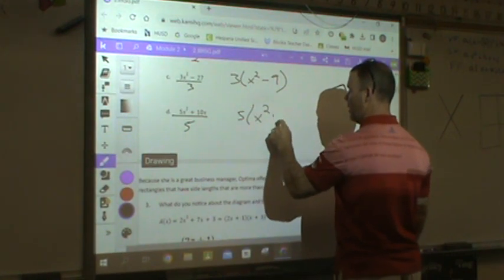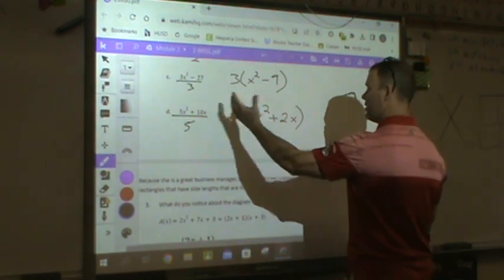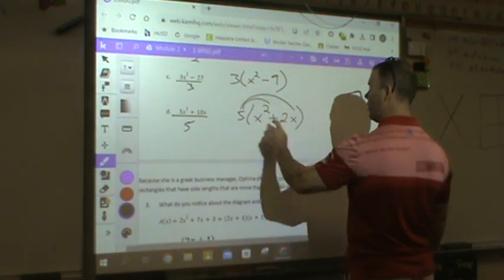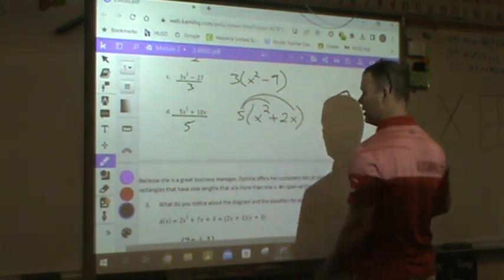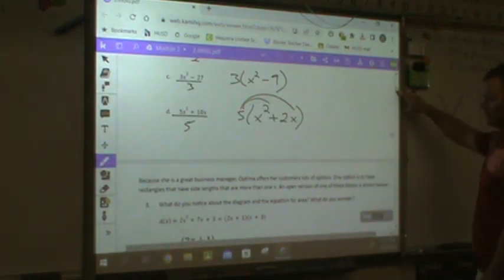We get x squared plus 10 divided by 5 is 2x. Remember, when you're taking out, to check, you must end up with what you started. So 5 times x squared is 5x squared, 5 times 2x is 10x. So I know I factored them correctly. So we're kind of looking at things in groups.